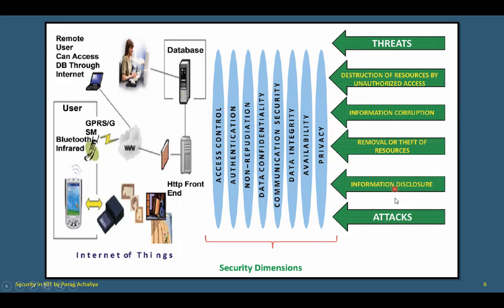So security dimensions like access control, authentication, non-repudiation, data confidentiality, communication security, data integrity, availability, and privacy, all of them need to be considered while developing any kind of IoT application. So let us see them one by one.